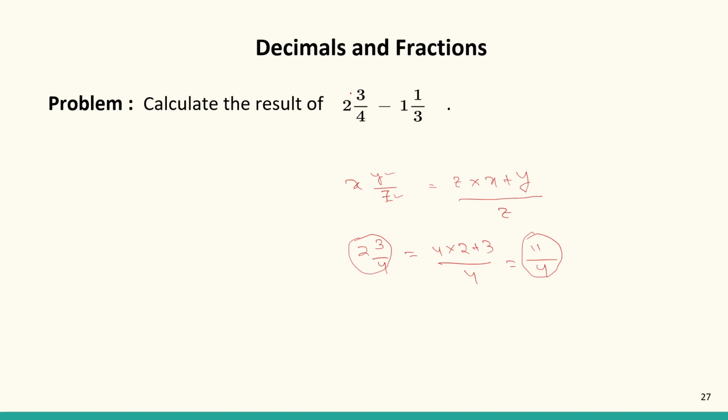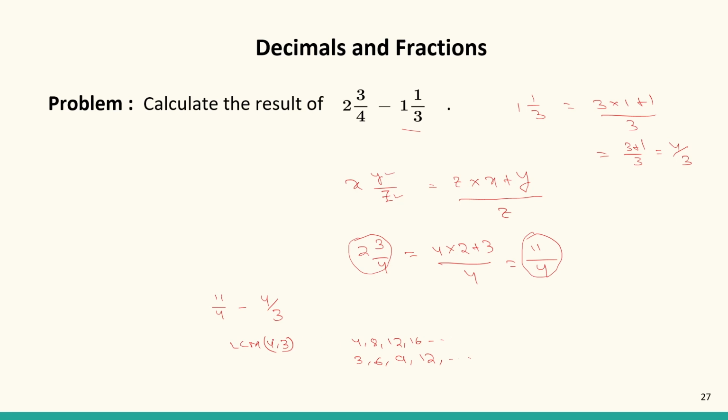So now let's convert these two individually and then subtract. Okay, so for 2 3 by 4 we already know its fractional form. Okay, let's see the fractional form of this. So for 1 1 by 3, what we have is 3 into 1 plus 1 by 3. So this is equal to 3 plus 1 by 3 is equal to 4 by 3. So what we need here is 11 by 4 minus 4 by 3. So we need to find the LCM of 4 and 3. So how can we find it? We can find it by getting the multiples first. So 4, 8, 12, 16 and so on, and then we have 3, 6, 9, 12 and so on.